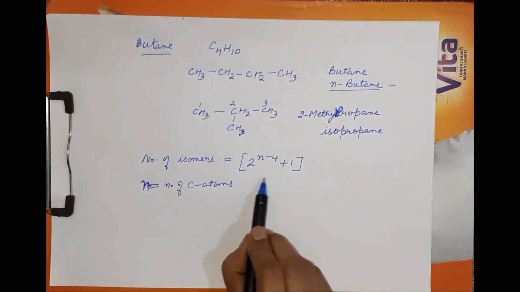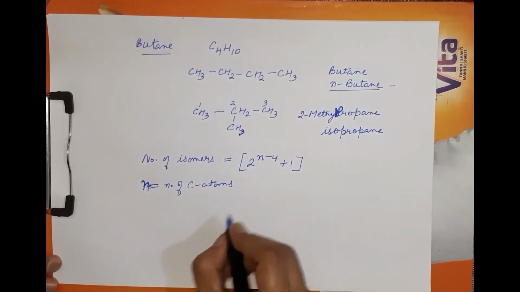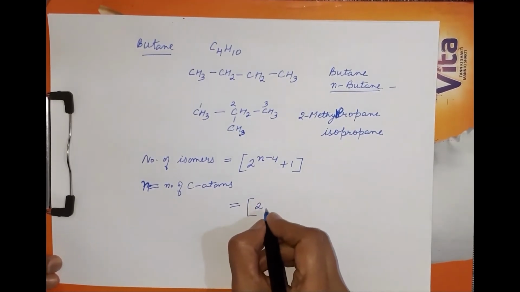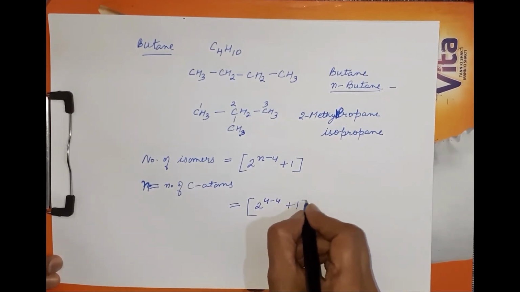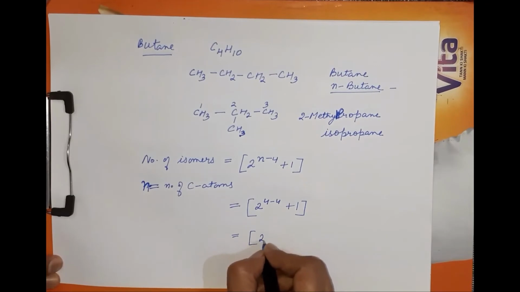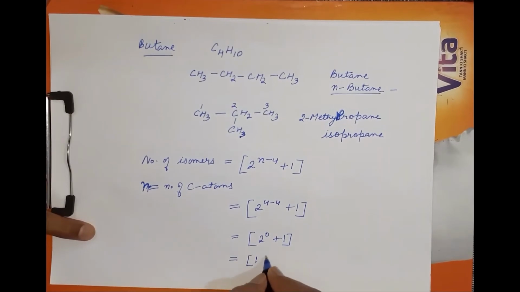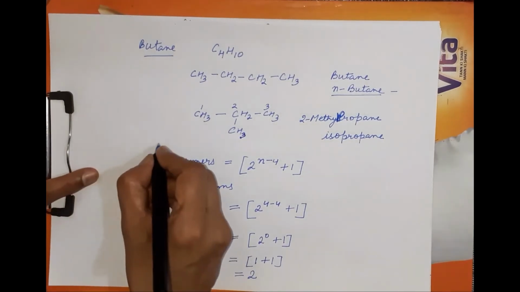Here n is the number of carbon atoms. So let us see in the case of butane how many isomers are possible. Butane has 4 carbon atoms, so n will be 4. 4 minus 4 plus 1 is equal to 2 raised to the power 0 plus 1. Any number raised to the power 0 is equal to 1, so the number of isomers in the case of butane will be 2.